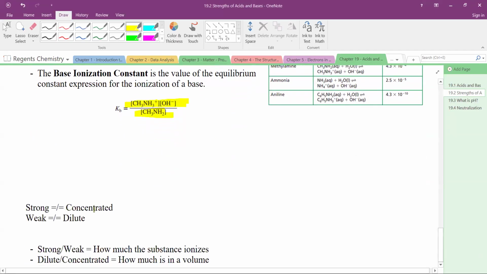Now, a couple of things I would like to make sure that I hit on before ending the video here. Strong is not the same as concentrated, and weak is not the same as dilute. Strong versus weak refers to how much the substance ionizes, where a strong acid or a strong base will fully ionize. Dilute versus concentrated refers to how much is in a volume. So you can have concentrated acetic acid. It's very vinegary. It smells really strongly. It's just not that strong though. It's not anywhere near as strong as even a dilute sulfuric acid. Okay, but it's just how much is in a specific volume.